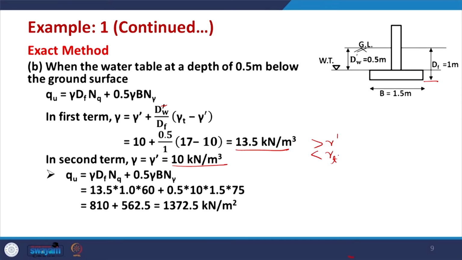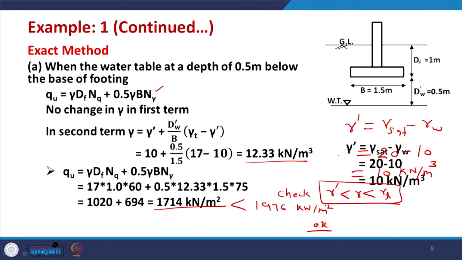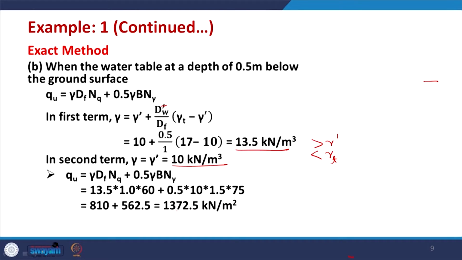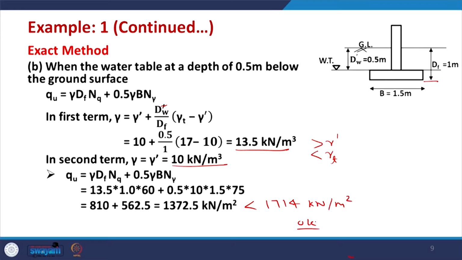Then when you put the numbers, you get 1372, because now the water table has risen. So one needs to make sure that this value is lesser than what you calculated in the last slide, that was 1714. So this is less than 1714 kilonewton per meter square. So that is okay. That check needs to be applied.